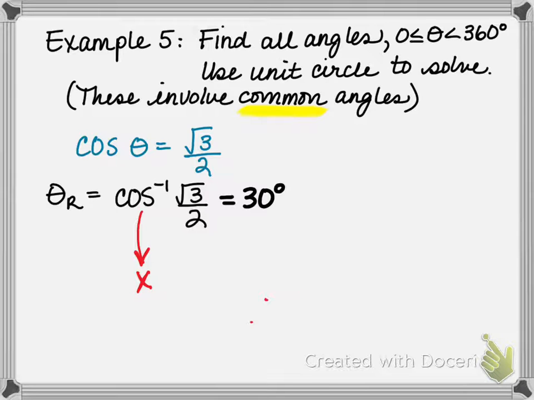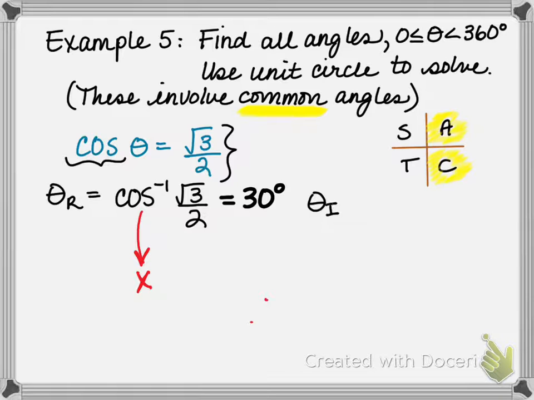Well, I need to ask myself what quadrant, right? And again, all students take calculus. My cosine is a positive number, so I'm going to ask myself, where is cosine positive? Well, cosine is positive here and here. So my quadrants are 1 and 4. So I have to do theta 1, which just says whatever your reference angle is, that's the answer. So 30 degrees is my first answer.